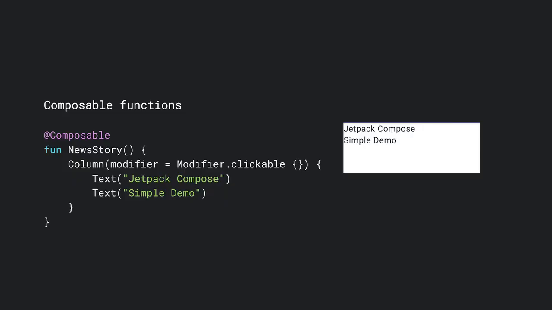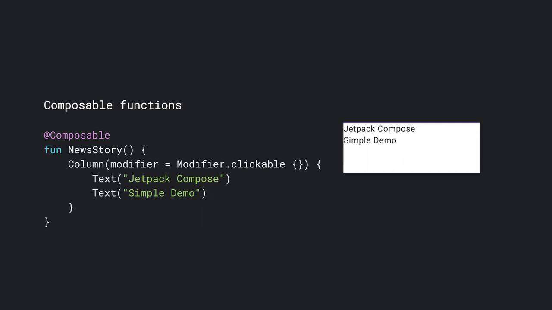Jetpack Compose is Android's modern toolkit for building native UI. It simplifies and accelerates UI development on Android. I will first give a very brief introduction of Jetpack Compose. Jetpack Compose is built around composable functions. These functions let you define your app's UI programmatically by describing its shape and data dependencies, rather than focusing on the process of the UI's construction.